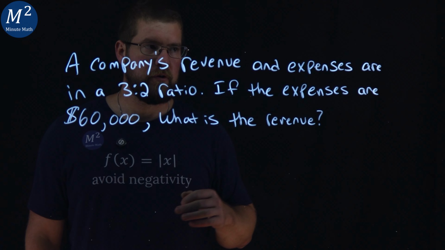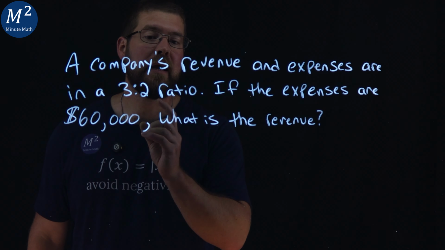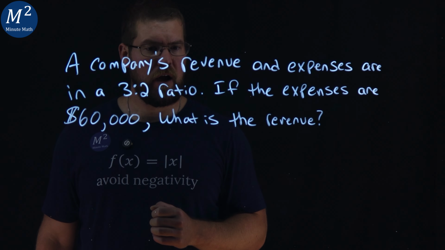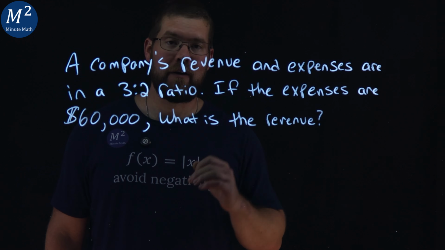A company's revenue and expenses are in a 3:2 ratio. If the expenses are $60,000, what is the revenue?